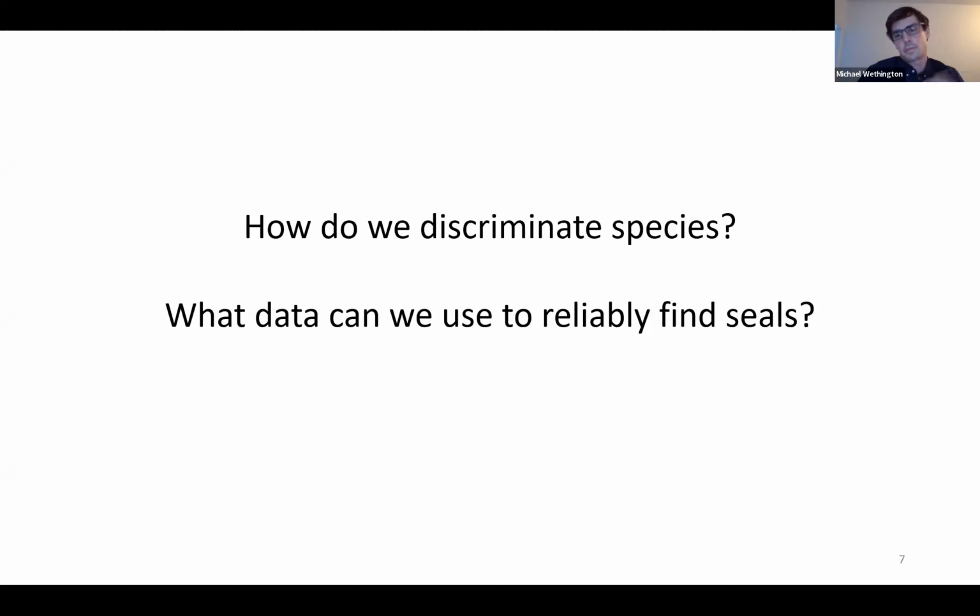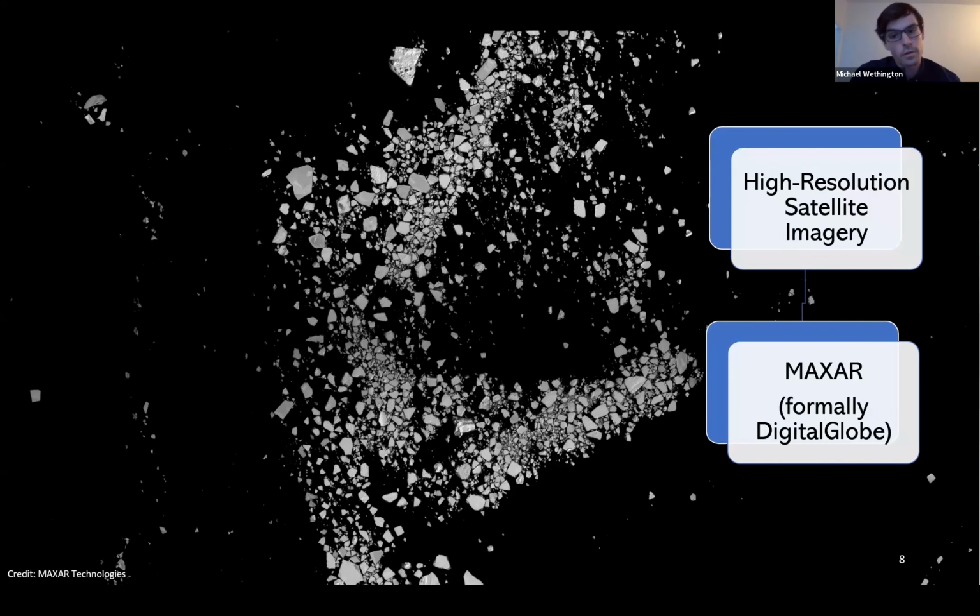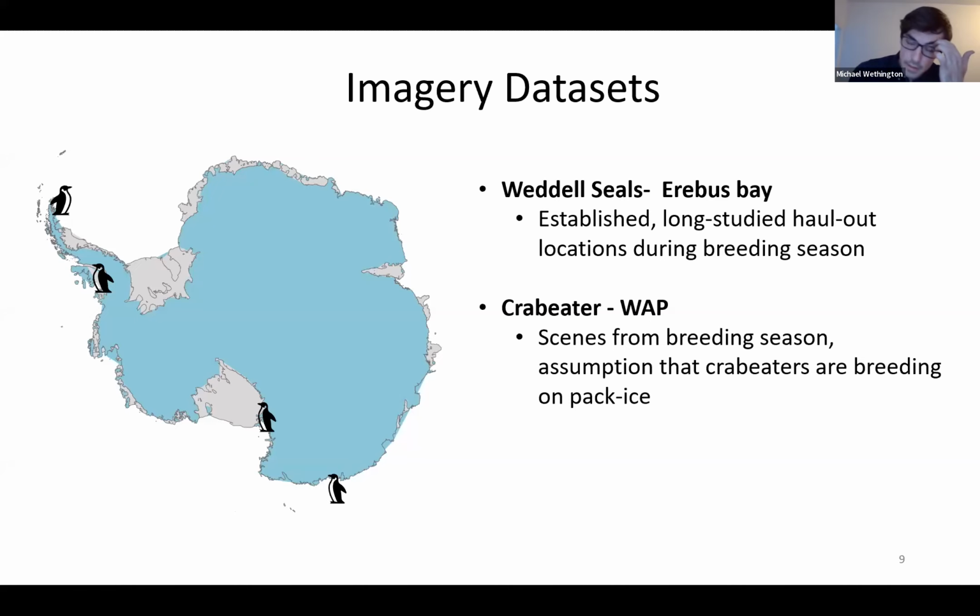So the question is, how might we approach discriminating species, and what data can we use to even reliably find seals? For this project, we're relying on high resolution satellite imagery, specifically the satellite known as WorldView-3, from the Maxar, formerly DigitalGlobe, constellations, which has a spatial resolution of about 30 centimeters, so it's pretty high resolution. The imagery datasets that we've taken, the source imagery for seals, are spread across a bunch of Antarctica.